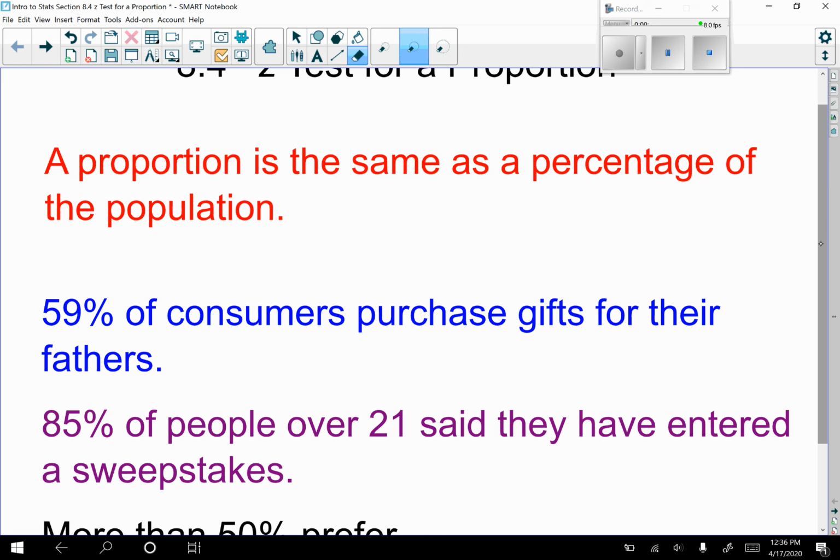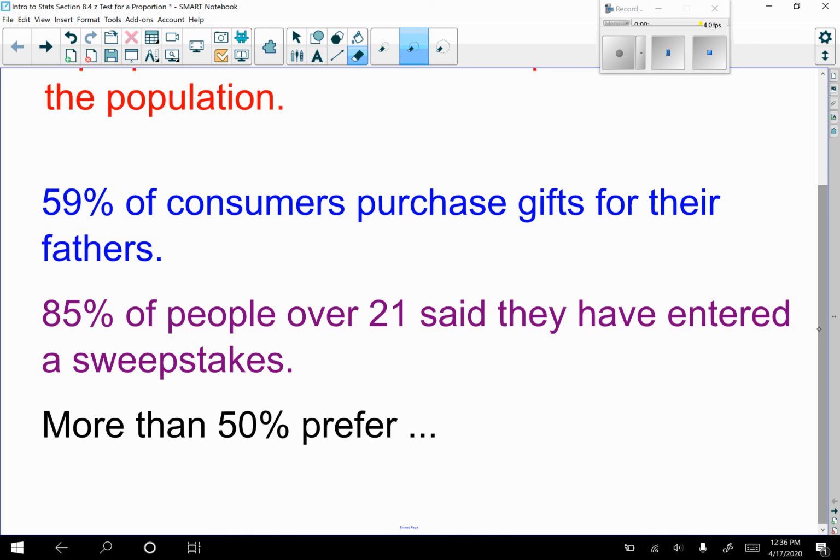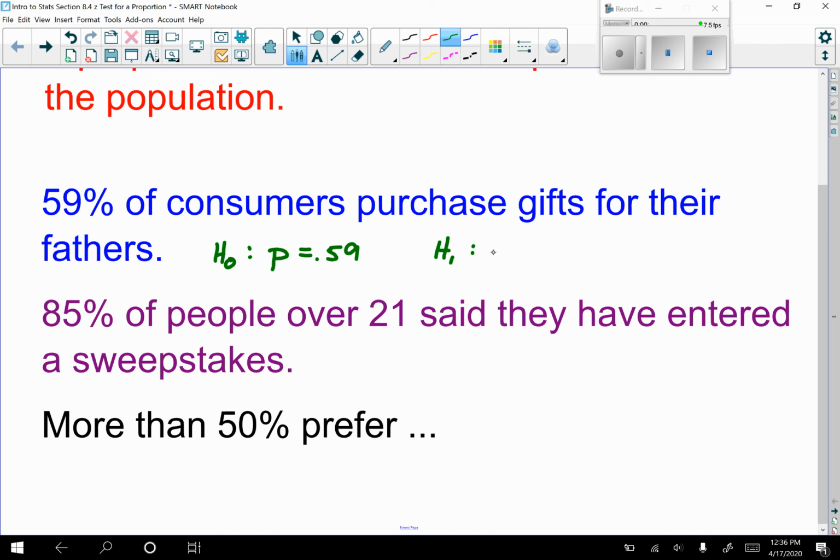So here are two examples of hypothesis statements. If somebody thought 59% of consumers purchase gifts for their fathers, they would be writing out a hypothesis where the null hypothesis would be that p, again, not mu, but p, would equal 0.59. Maybe the alternative is saying that p is just not equal to 0.59. As we'll go through examples, we would also have to identify the claim.